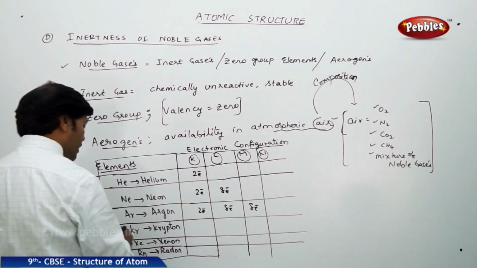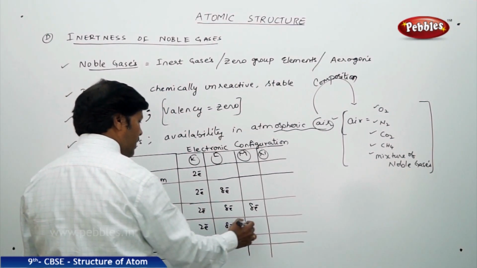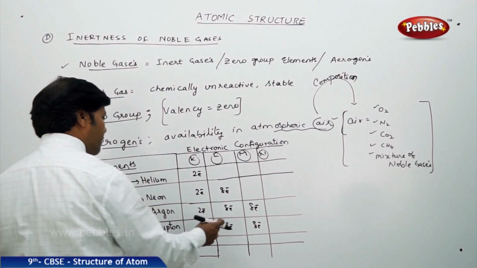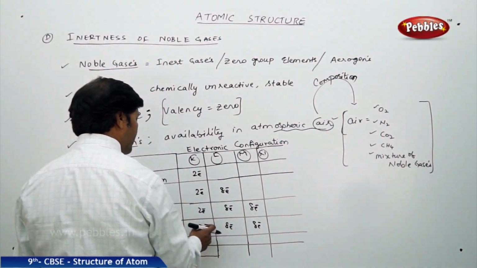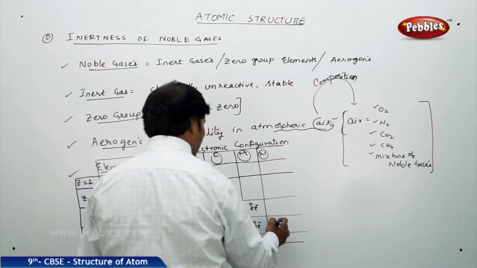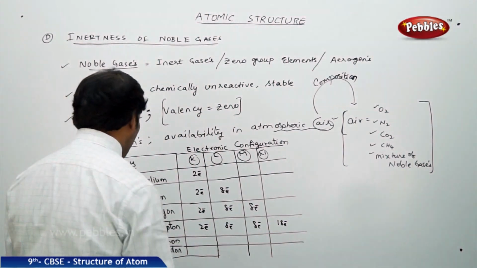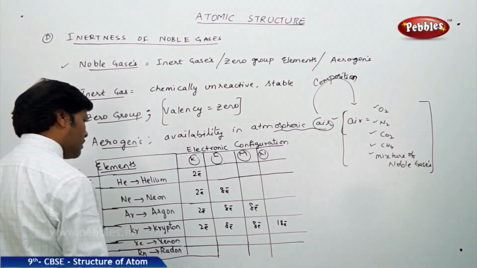So what you are noticing here is that atomic number 18 means neutral, so 18 electrons must be there. Krypton: 2 electrons, 8 electrons, again 8 electrons, and you find 8 plus 8, 16, plus 2, 18. And I think another 18 electrons we can fill up in the valency shell. So 18 plus 18, 36, it is quite adjustable.